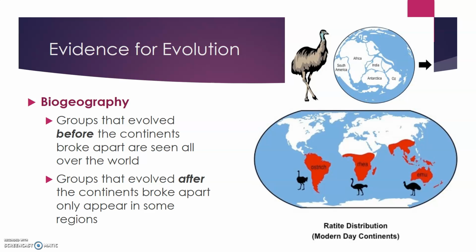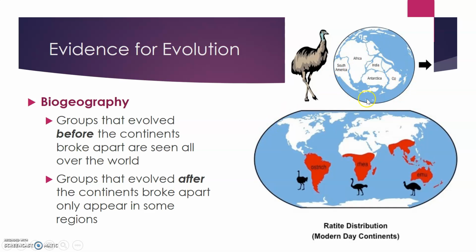And finally, there's this idea of biogeography, which also supports some evidence for evolution. And biogeography would argue that there are some groups of organisms that evolved or changed before the continents broke apart, and so now we can see those groups all over the world, whereas groups that evolved after may only appear in certain regions.